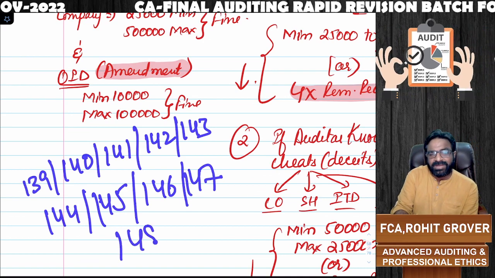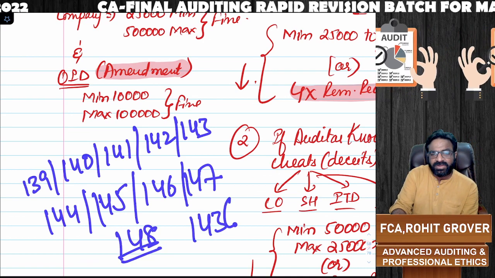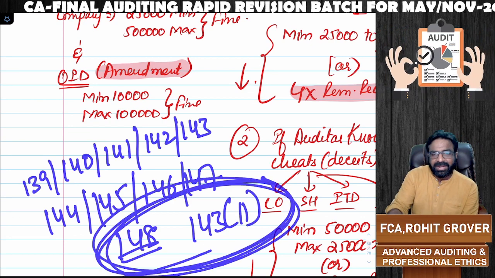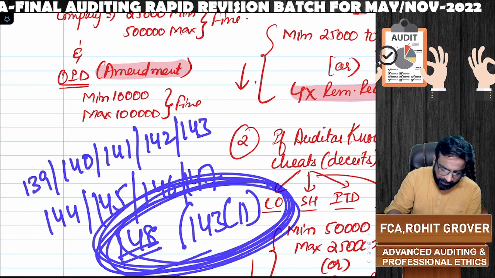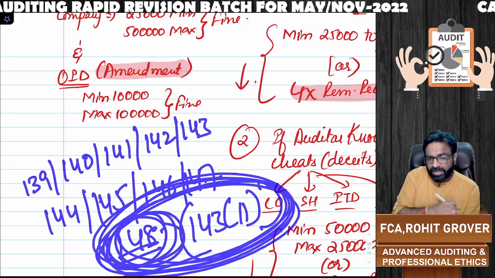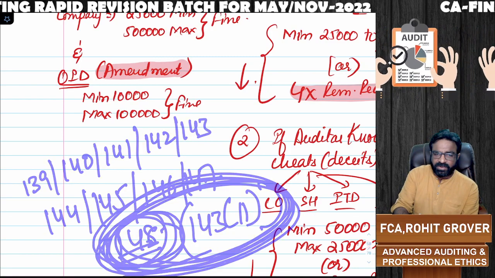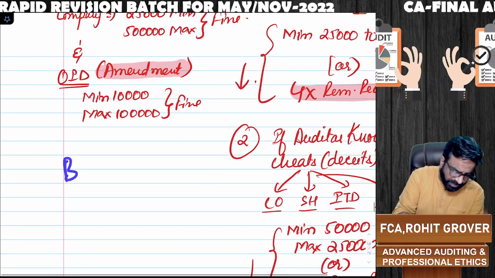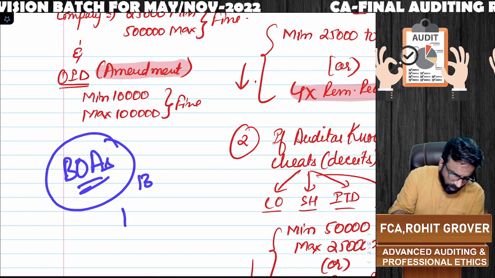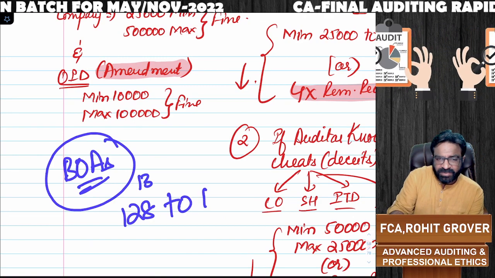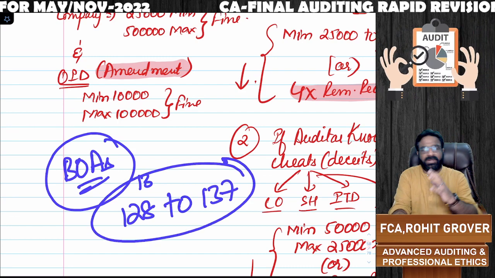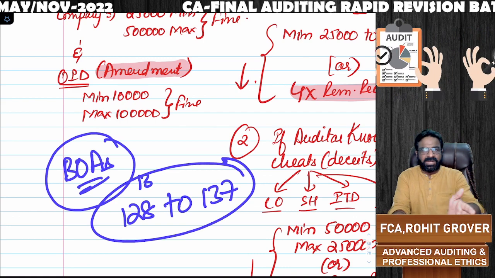Only 148 is left and 143 subsection 11 is left. These two sections I will cover in the audit report. 143 subsection 11 we are going to cover in the next session. In the next video I'm going to cover 148, and immediately after 148 I will take you to the books of accounts chapter, maintenance of books, where we are going to cover 128 to section number 137. 138, I already told you, is all about internal audit that we are going to cover in the chapter called Internal Audit, Management and Operational Audit.